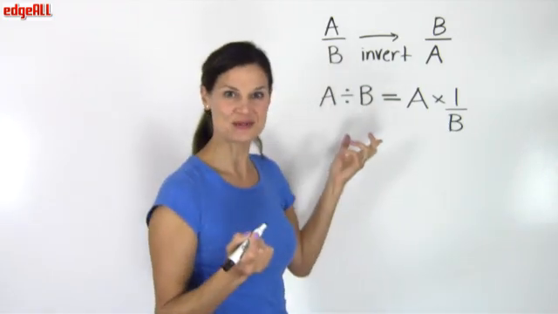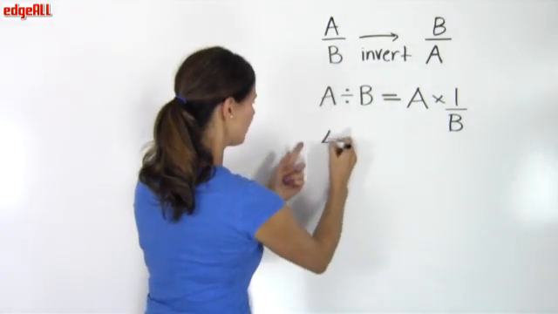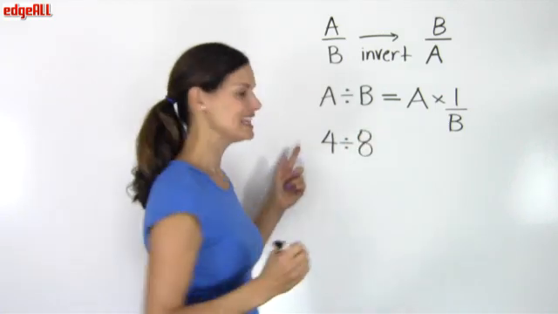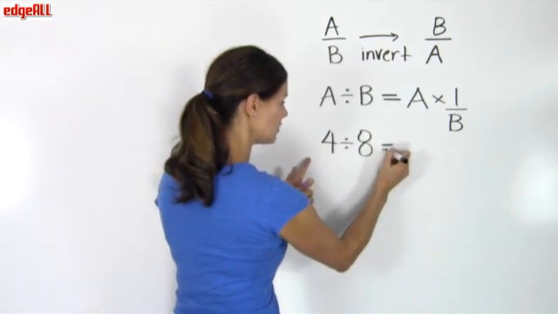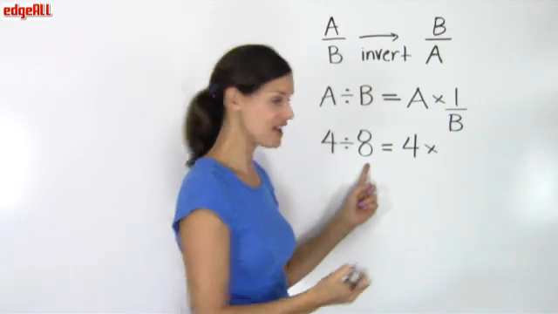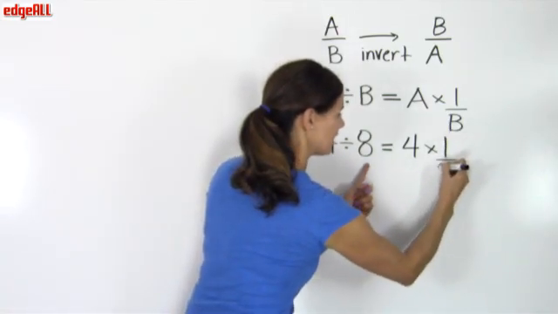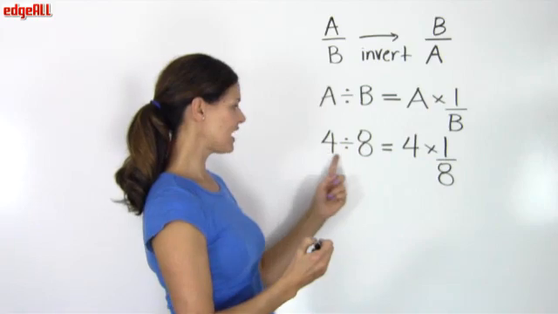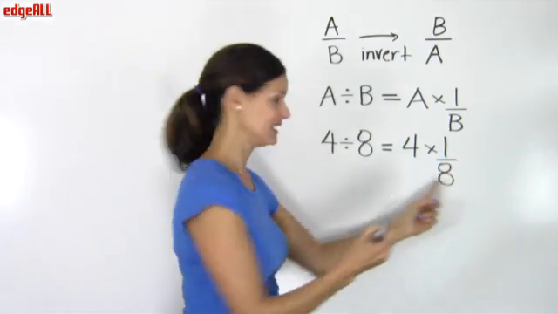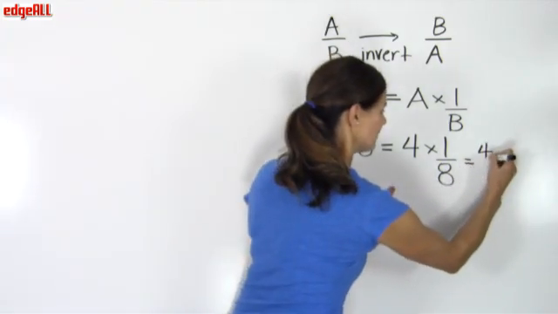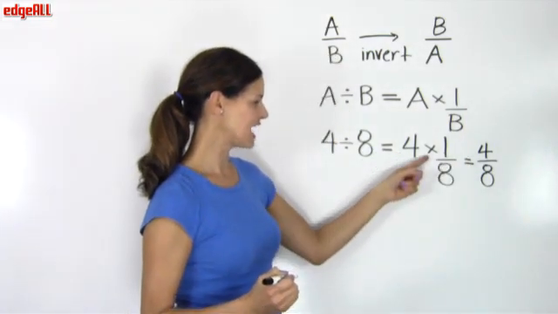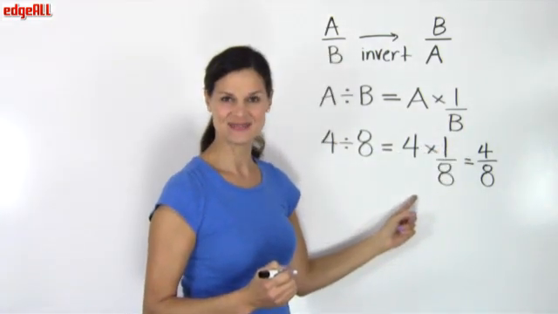Let's look at it with some actual numbers. So if I have 4 divided by 8, for example, this is equivalent to 4 times the inverse of 8, which is 1 over 8. So 4 divided by 8 is the same as 4 times 1 over 8, which we can see this way too, 4 divided by 8, or 4/8, 4 times 1 over 8.